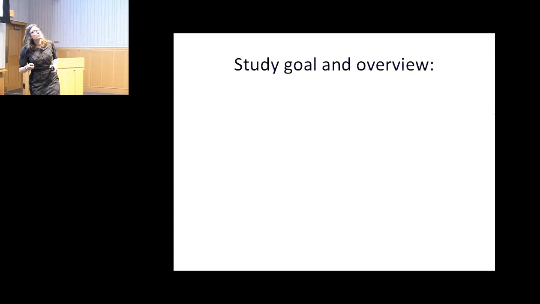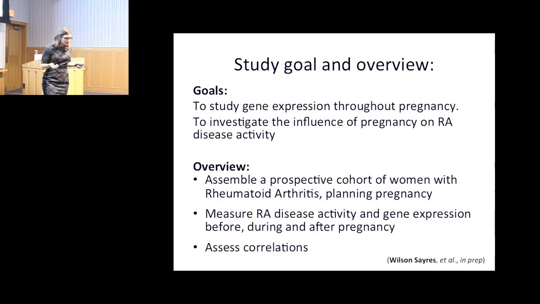So our goal and overview. Our goal is to study gene expression throughout pregnancy, and secondly, to investigate the effect of pregnancy on RA disease activity. So we assembled a prospective cohort of women with RA who are planning a pregnancy. We measure their disease activity before, during, and after pregnancy, and then we assess correlations between their gene expression and disease activity and other correlates.